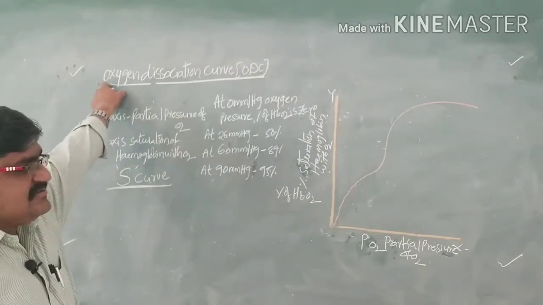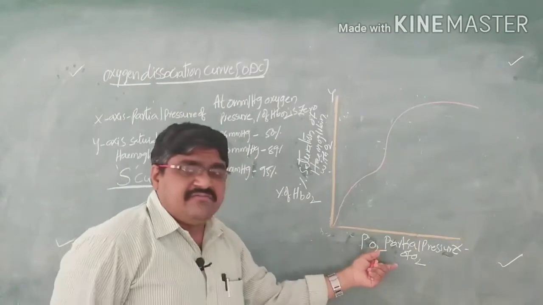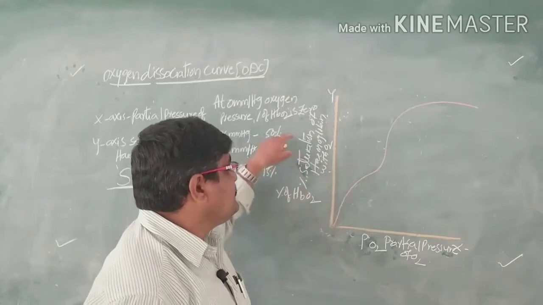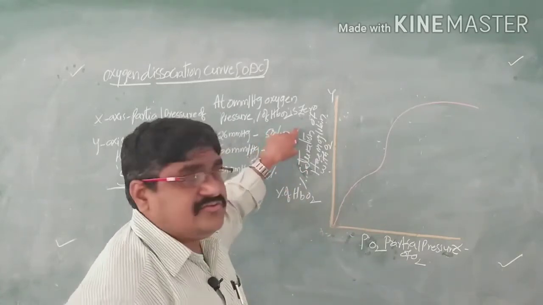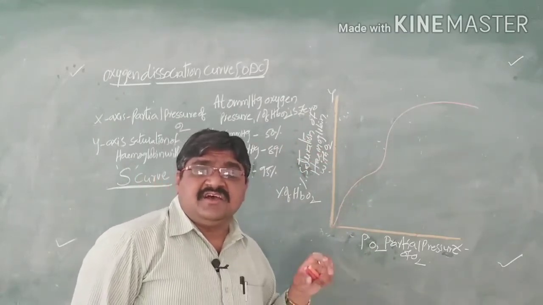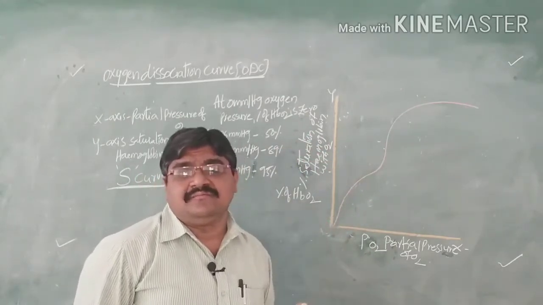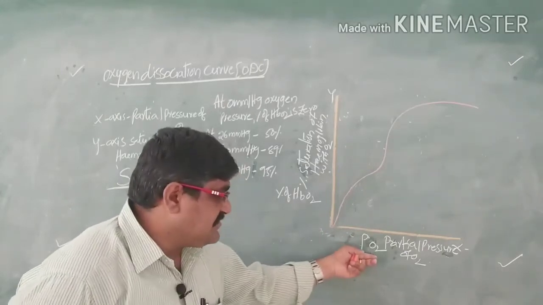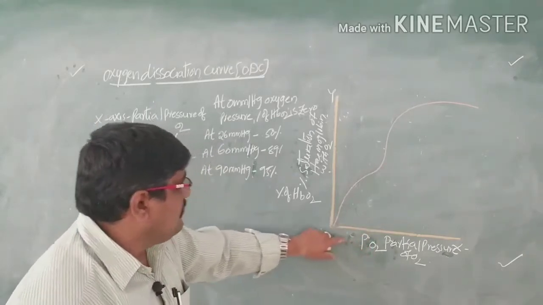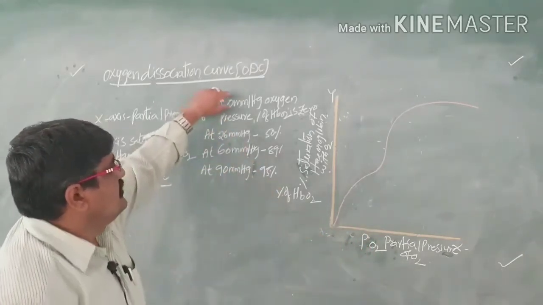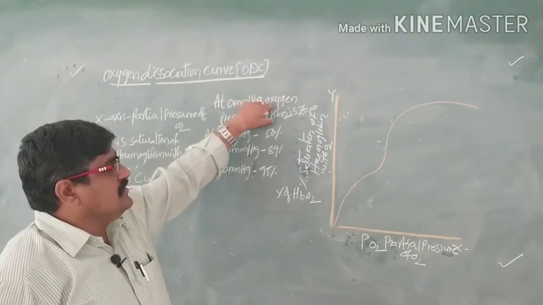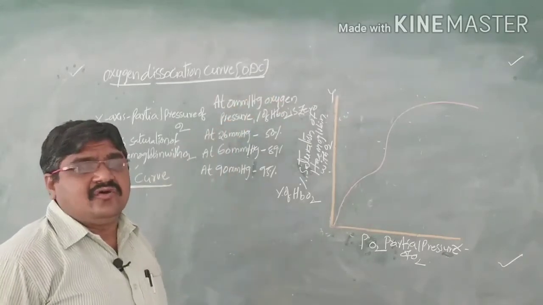Here, if the partial pressure increases, the saturation of hemoglobin with O2 also increases. This process is called the oxygen dissociation curve. For example, when the partial pressure of O2 is 0, the oxyhemoglobin is also 0.